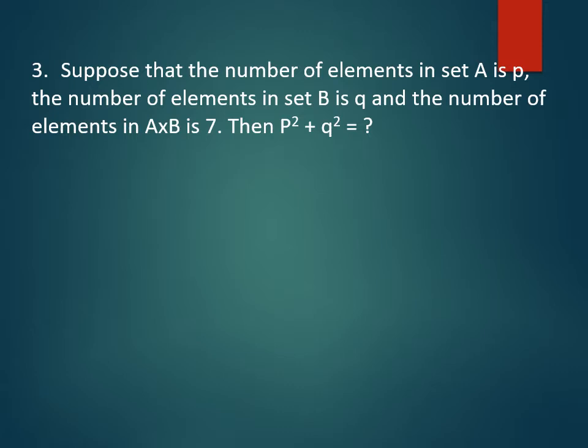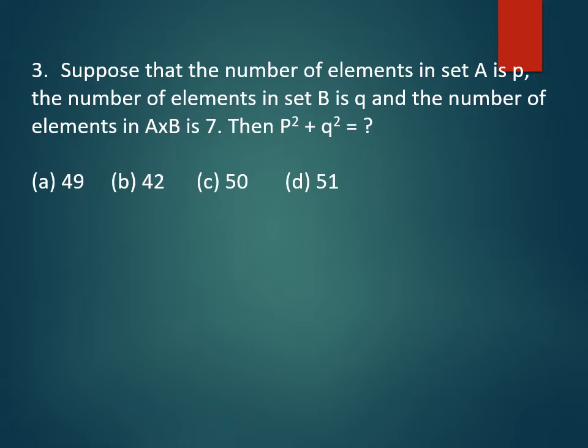The next question will be, suppose that the number of elements in set A is P, the number of elements in set B is Q, and the number of elements in A cross B, that is the Cartesian product of the two sets A cross B, is 7. Then P square plus Q square is equal to, there are 4 options here, 49, 42, 50 and 51 here.